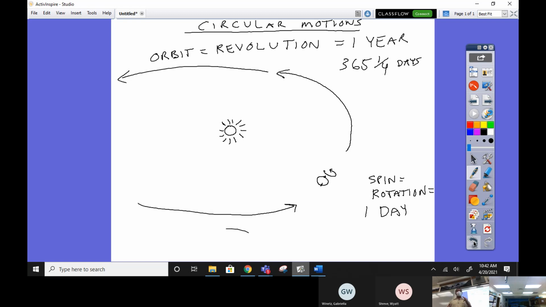I forget which planet it is right now, but one of the planets takes longer to spin, takes longer to rotate than it takes to go around the sun. I think it might be Mercury. It goes around the sun faster than it rotates, which means a day is longer than a year on Mercury. So there's some really crazy stuff out there.